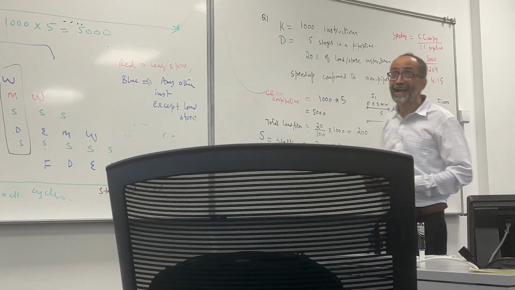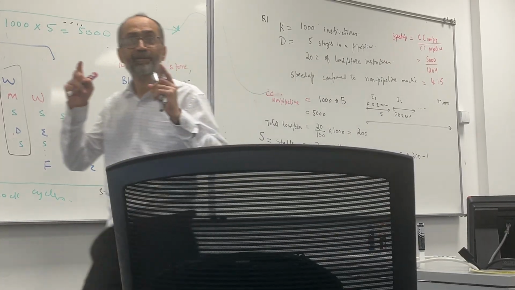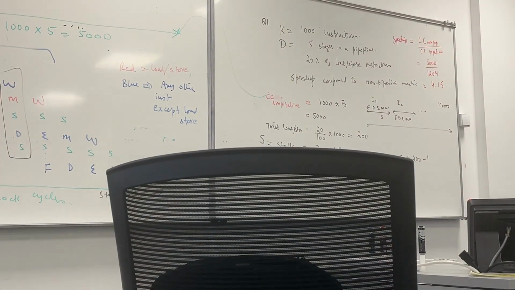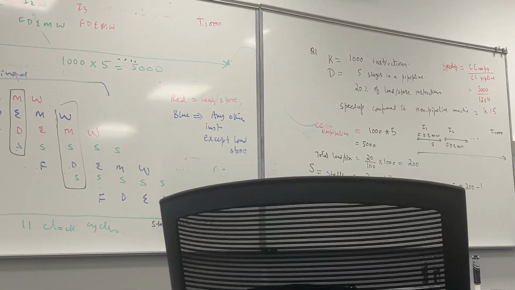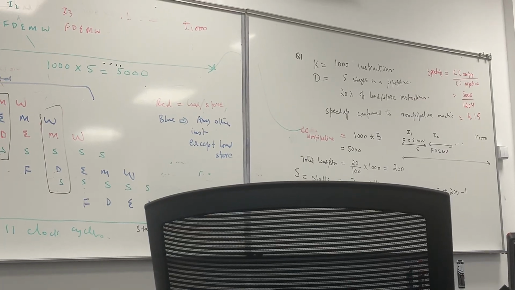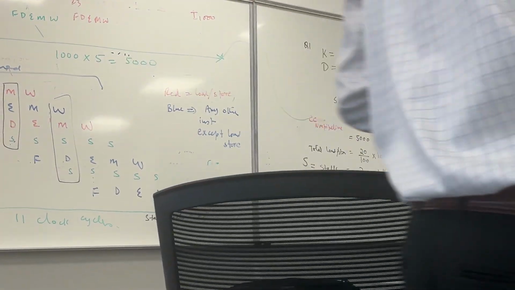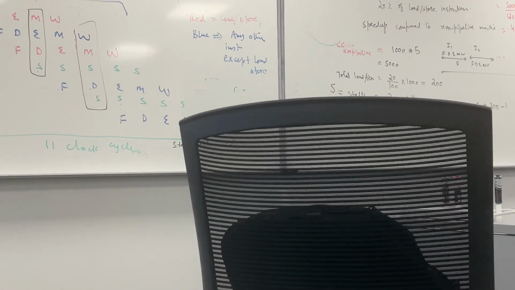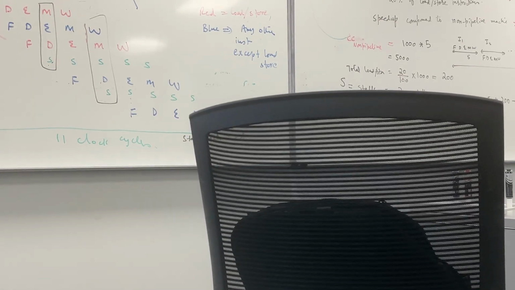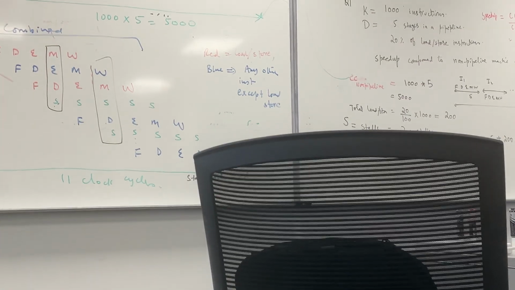What should be the ideal speed up? The ideal speed up should be close to 5. This may also be a question in the exam. The ideal speed up is close to 5, but if there are stall cycles, the speed up will decrease. Clear or not clear? Any question?